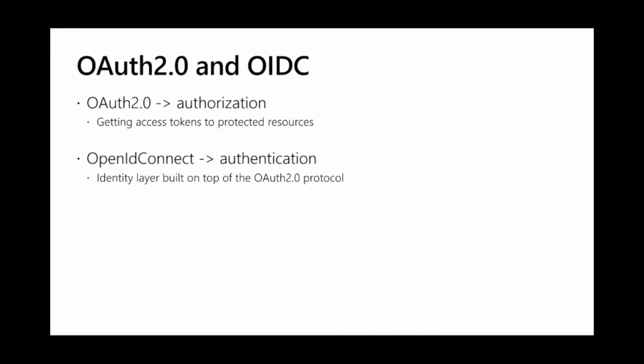So let's start with a quick review of OAuth 2.0 and OpenID Connect. Remember that OAuth 2 is about authorization and getting access tokens to protected resources. The protected resource will validate the access token, which is scoped to permissions accepted by the user or resource owner. OpenID Connect is an identity layer built on top of the OAuth 2 protocol and is about authentication. OpenID Connect enables the client to get an ID token back from the authorization server, which contains claims about the signed-in user. The ID token, unlike the access token, is for the client.